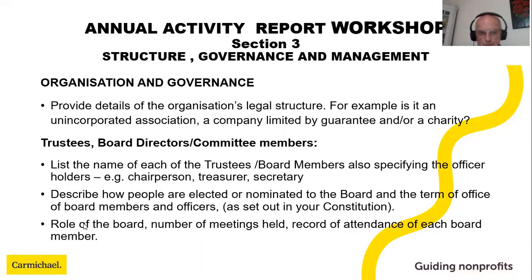Then the role of the board, the number of meetings held, the record of attendance of each board member. There should be a matrix included, which will give the name of each board member, maybe the month and year in which they joined the board, the number of meetings held in that particular year, and the number of meetings attended by each individual director.